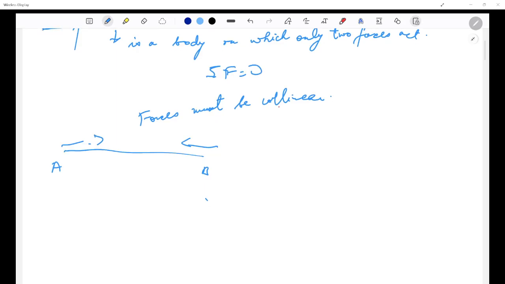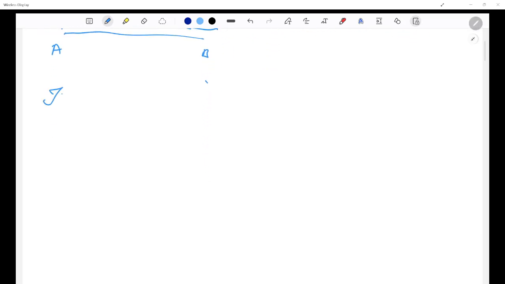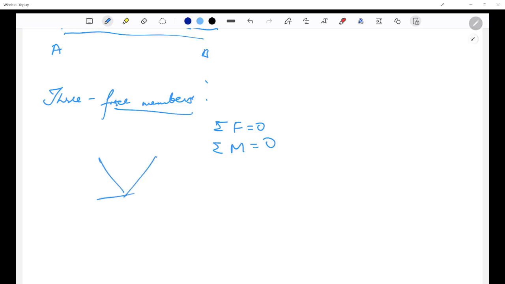If there are three forces acting on it, it is called a three force member. So for equilibrium, sigma F should be equal to 0, sigma of moment should be equal to 0. So for three non-parallel forces, the lines of action must intersect at a single point. Okay. This point is called the force concurrency point.